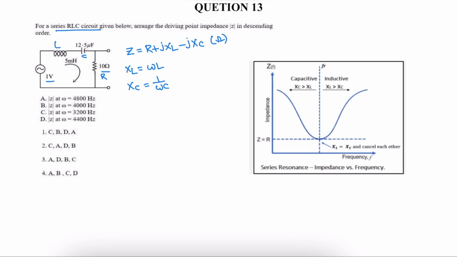Now the resonant frequency. We know that for a series RLC circuit, impedance is minimum at resonance. At resonance, XL is equal to XC, that is omega L is equal to 1 by omega C. Magnitude of XL is equal to XC.